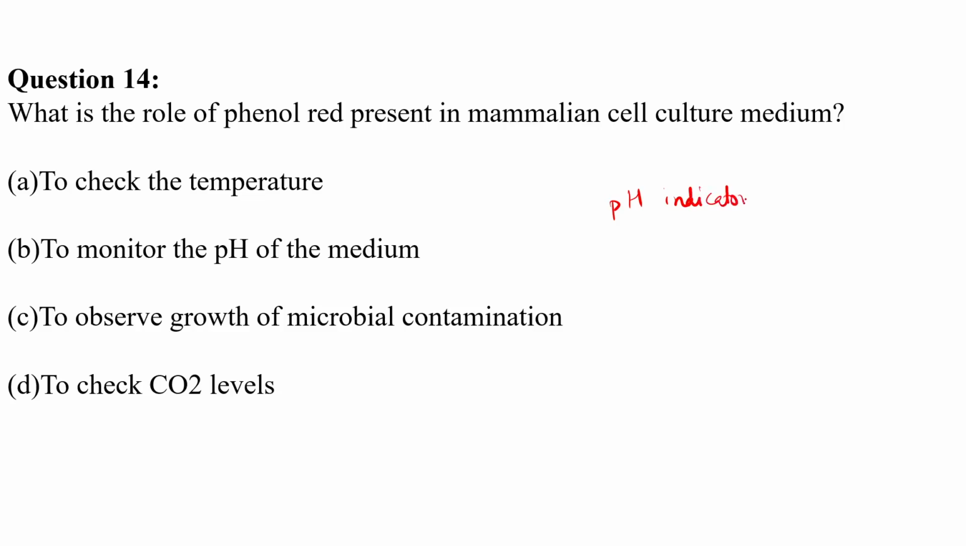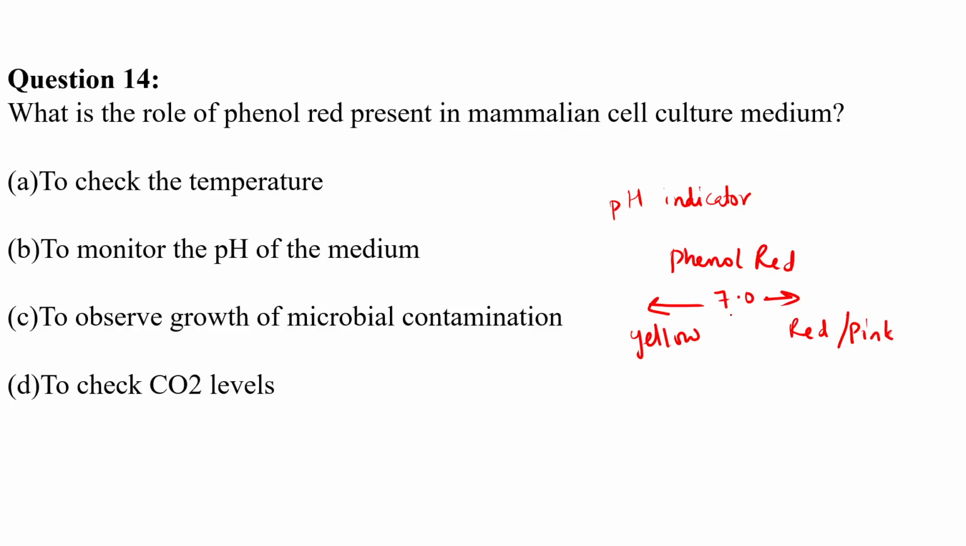And what do we mean by pH indicator? These solutions have a property of changing their color at different pH. So basically phenol red is red or pinkish in color in the pH range of 7 and above. Okay. Below 7, the color will be yellow. So here the color will be red or pink when the pH is 7 or above 7.